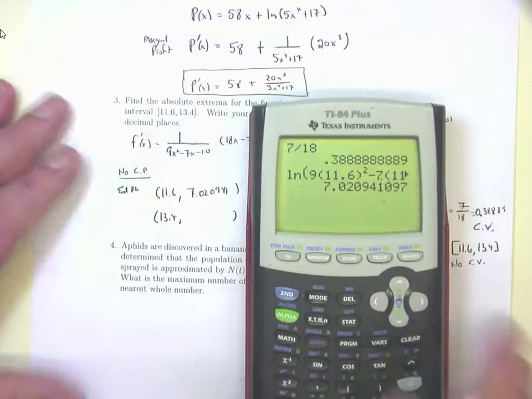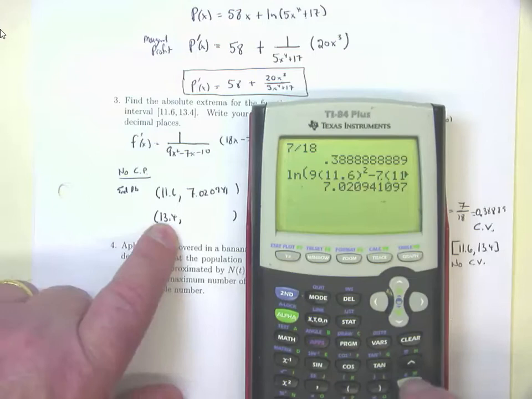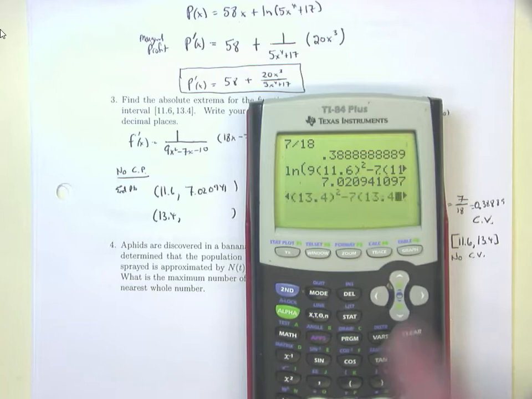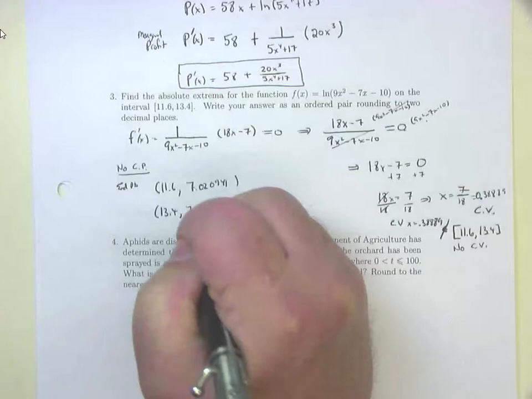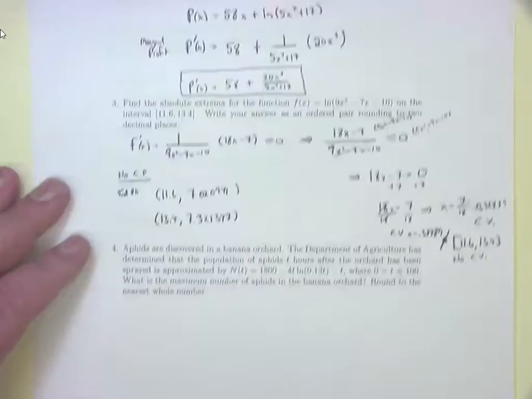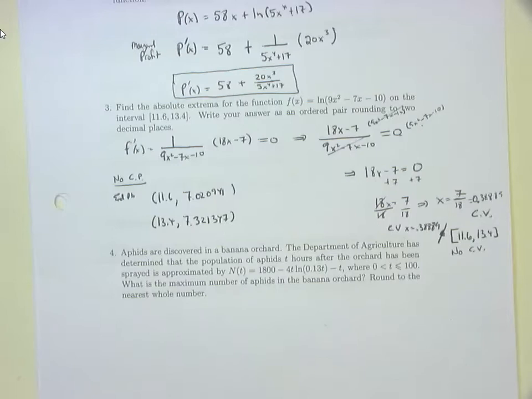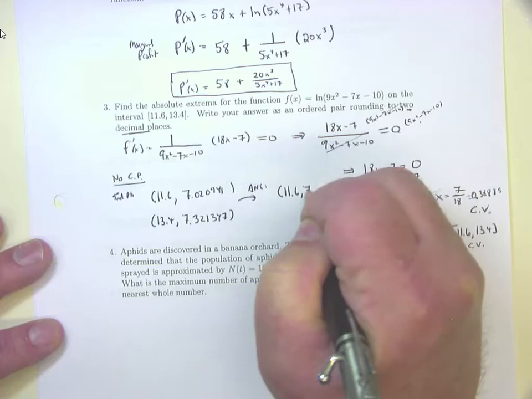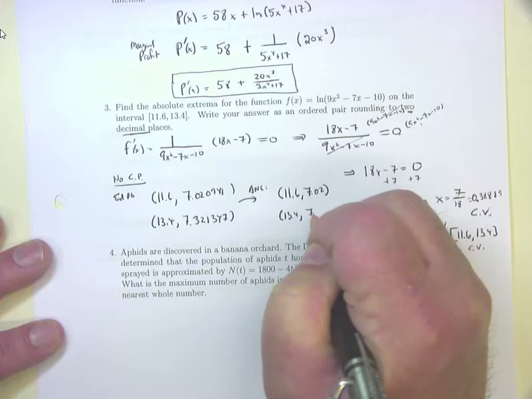And then I'm going to take it and plug in 13.4. So I'm going to recall this thing back down, second entry, and replace all my x's with 13.4. And I end up getting 7.321347, right off the calculator. Now, how many decimals do they want me to round this mess off to? Two decimal places. So my answer is going to be 11.6, comma, 7.02, and 13.4, comma, 7.32, rounding it to two decimal places.